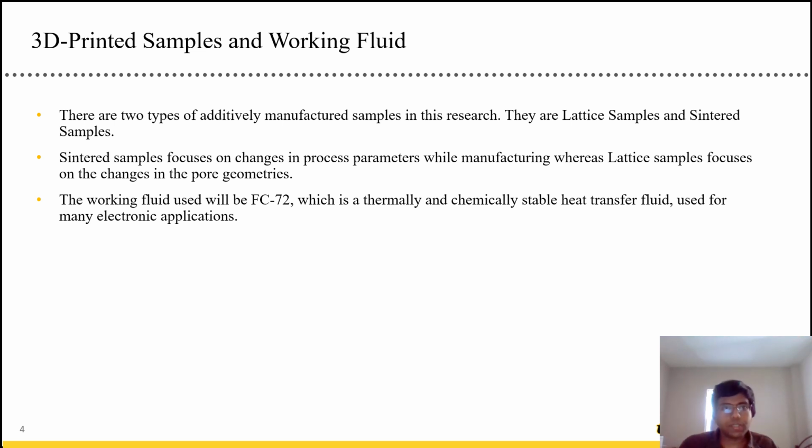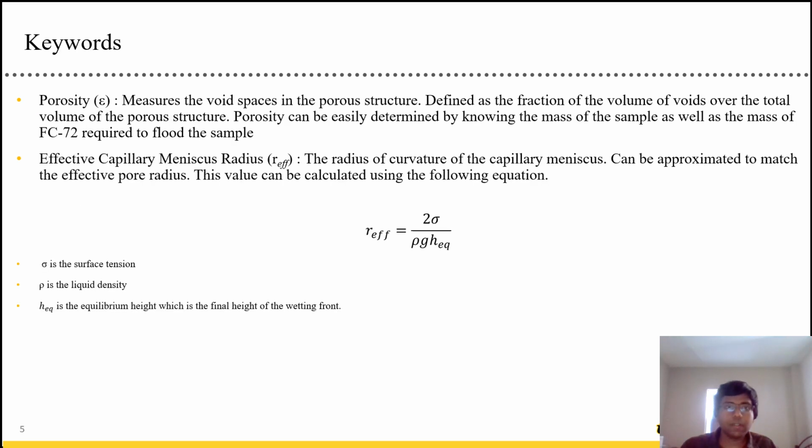There are two types of 3D printed samples that we're going to use: the lattice samples and the sintered samples. The sintered samples focus on the change in process parameters, whereas the lattice samples focus on the change in the pore geometries. The working fluid that we're going to use is FC72, which is a heat transfer fluid. It's a very thermally and chemically stable fluid used in many electronic applications.